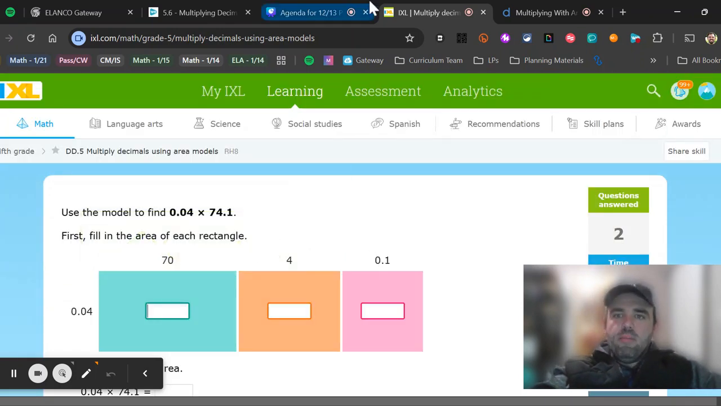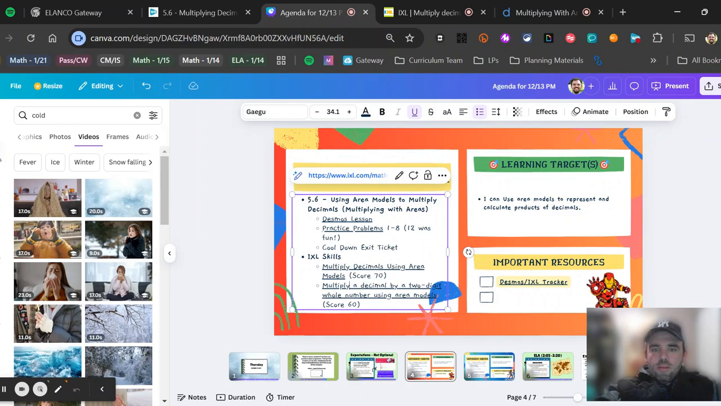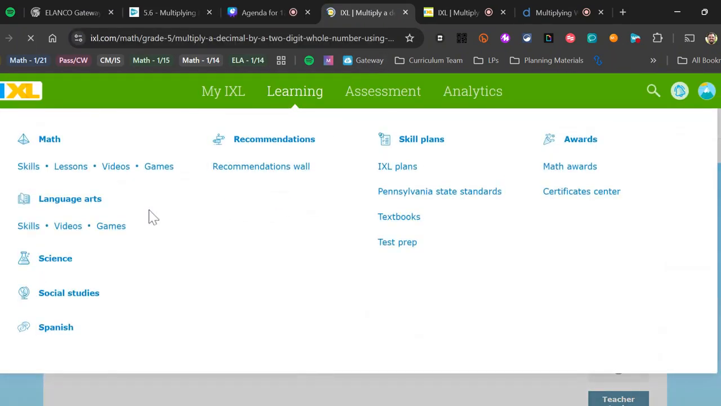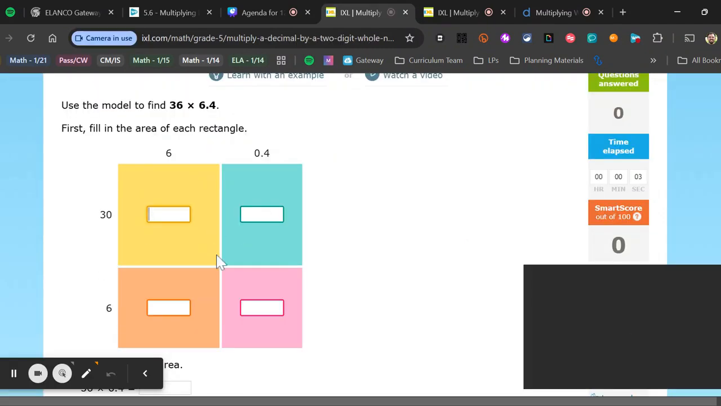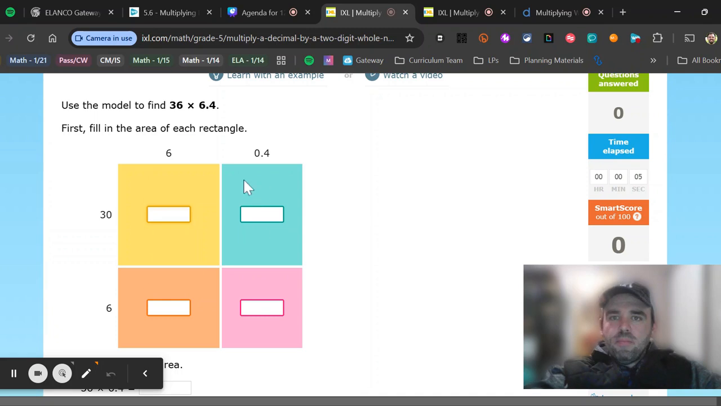You got it. All right, I'm going to look at the other skill here. Go ahead and open that up. This will be the 4 box area model, just like we did in our lesson. 36 times 6 and 4/10. 30 times 6 is 180. 30 times 4/10 should give you 3 times 4 is 12. There we go, 12, that's the answer.